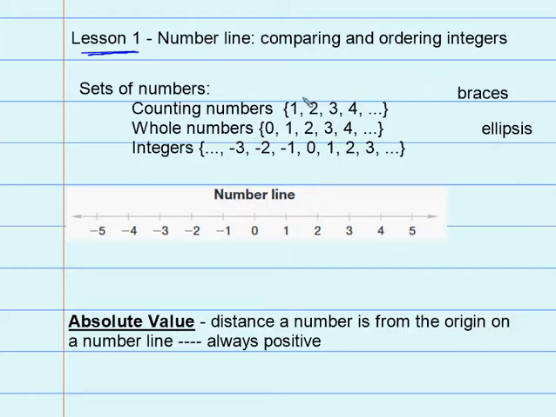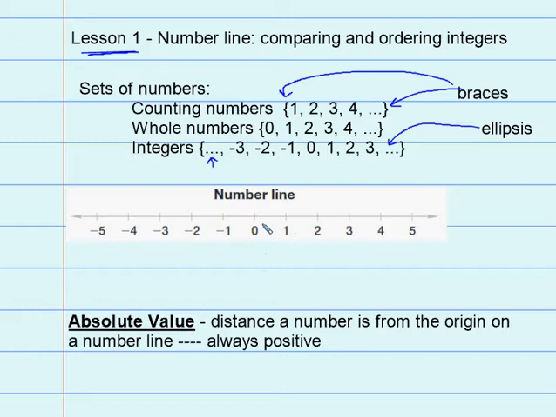Notice that each of the elements, that's the numbers in the list, are included in braces, and the 3 dots are ellipses to indicate that the series continues. Notice the integers has ellipses on each end because the negative numbers continue to the left.